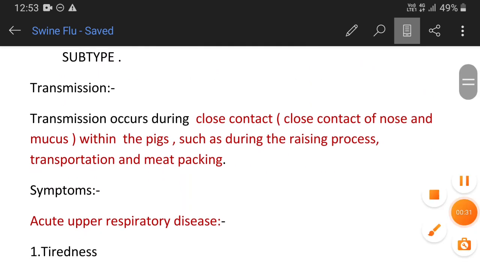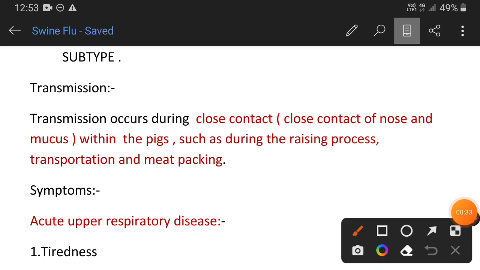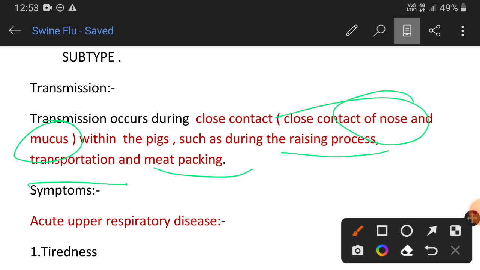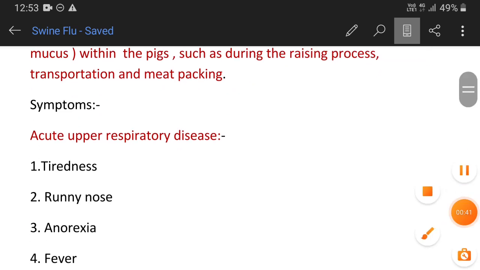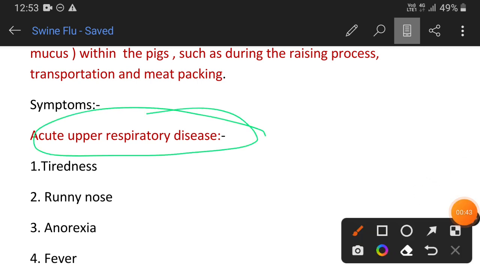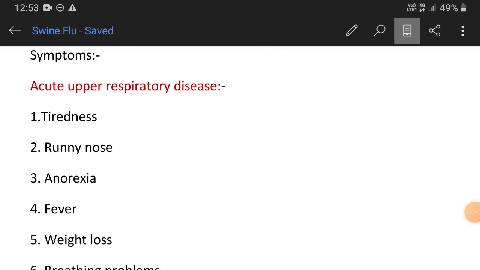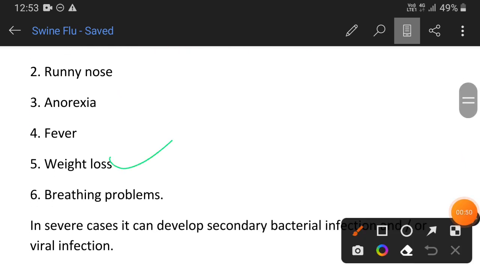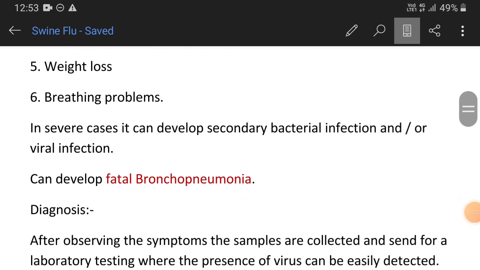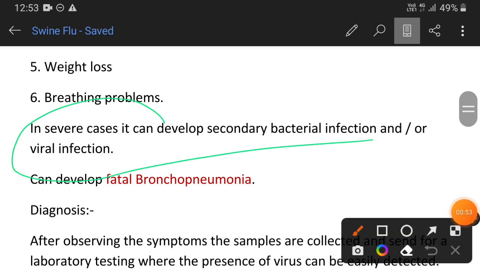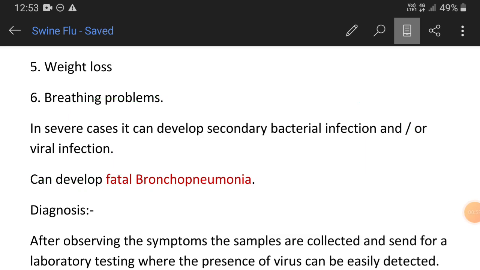The transmission of swine influenza is due to close contact with pigs, mainly close contact with nose and mucus, during the raising process, transportation and meat packing. Symptoms include acute upper respiratory disease like tiredness, runny nose, anorexia, fever, weight loss, breathing problems. In severe cases, it can develop secondary bacterial infection and/or viral infection. So they can develop fatal bronchopneumonia.